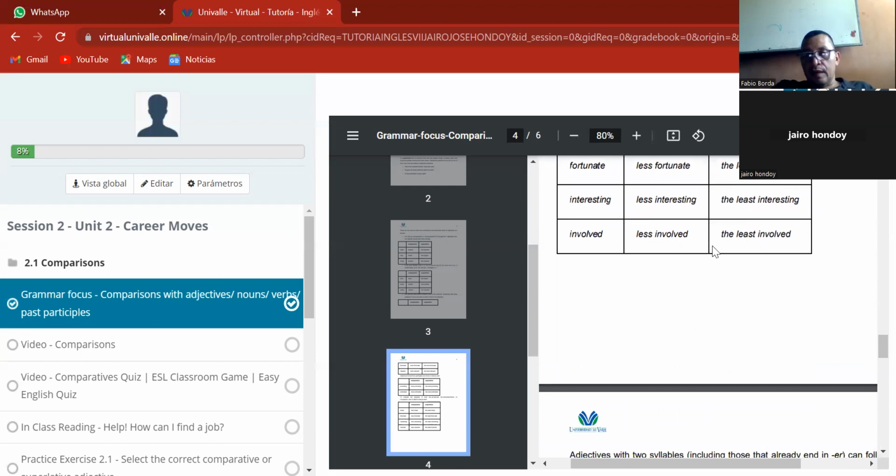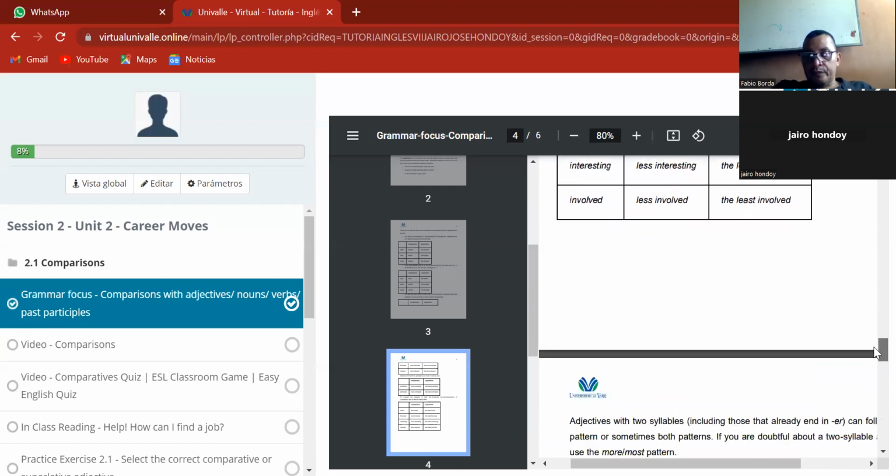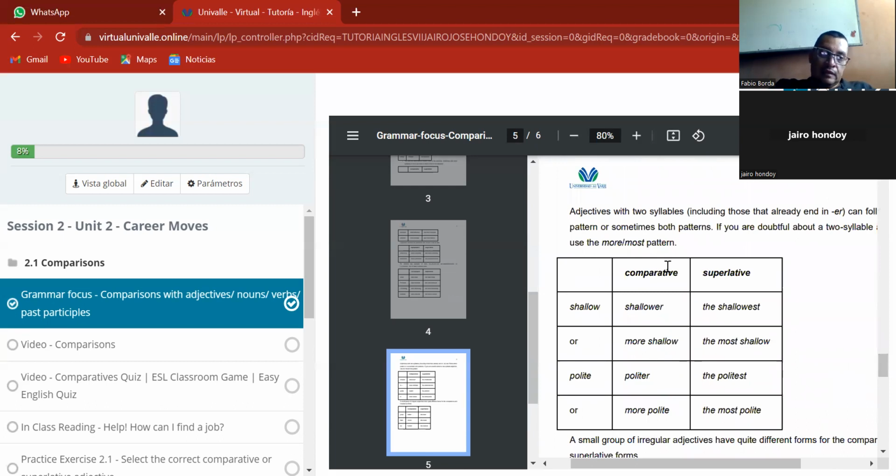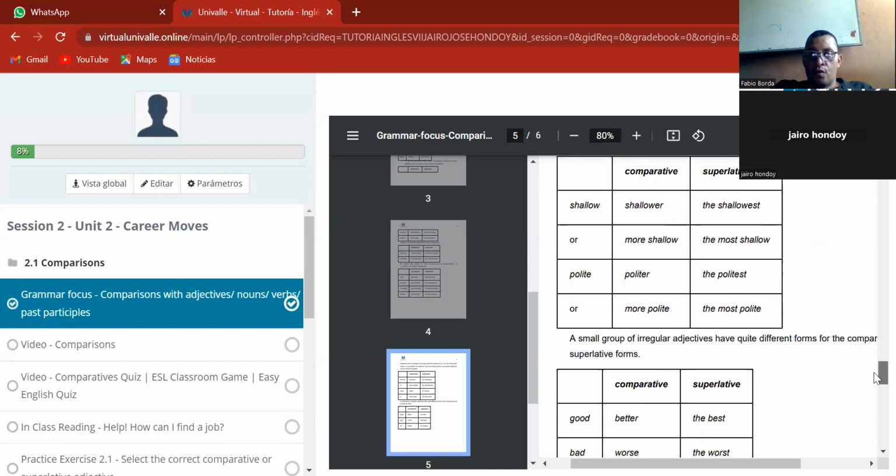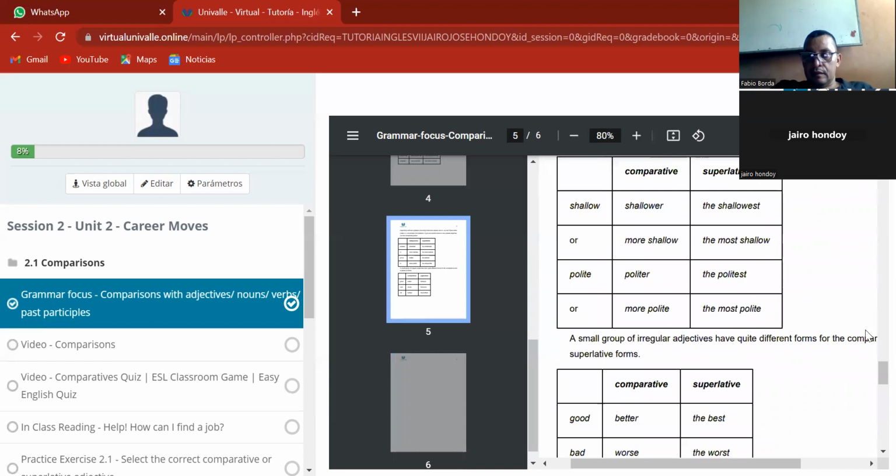Involved, less involved, and the least involved. Here we have another explanation. Shallow, shallower, and the shallowest, or more shallow, or the most shallow. Polite, politer, and the politest, or more polite, or the most polite. If you can observe, we can use here the two forms, politer or maybe more polite.